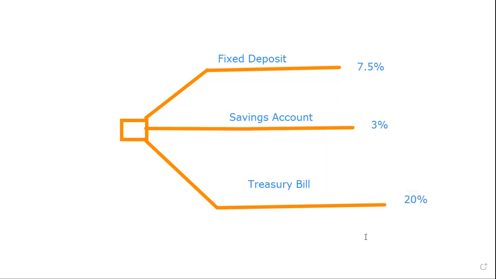Now, these three options are three decision alternatives available to him. He has to make a decision looking at these three to be able to maximize his profit, knowing that whichever one he invests in should be able to give him profit. If he goes with fixed deposit, he will have a 7.5% return. If he goes to savings account, he will have a 3% return. And if he goes with treasury bill, he will have a 20% return. So no loss will be made here. With certainty, he's assured of that. No loss is made. But the question now is, which one should he choose?